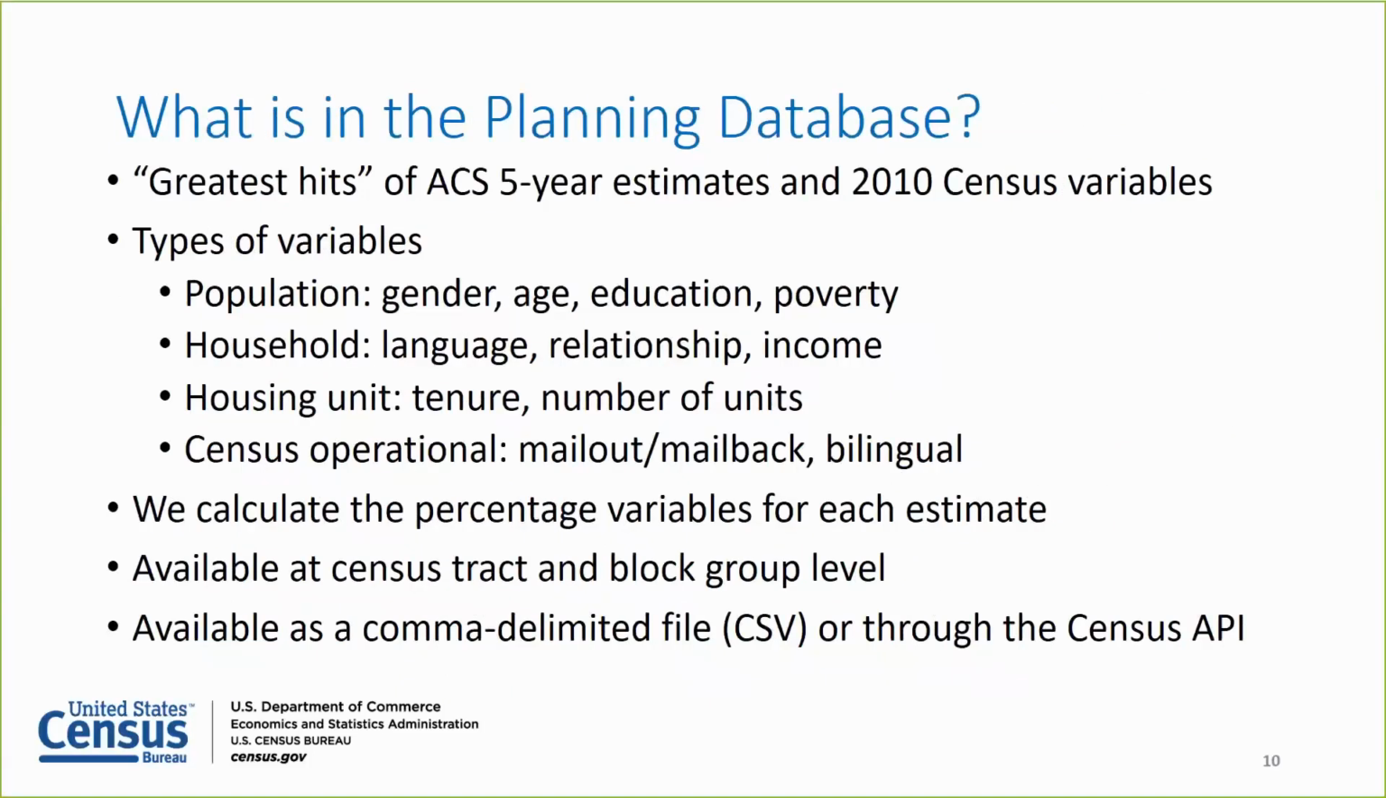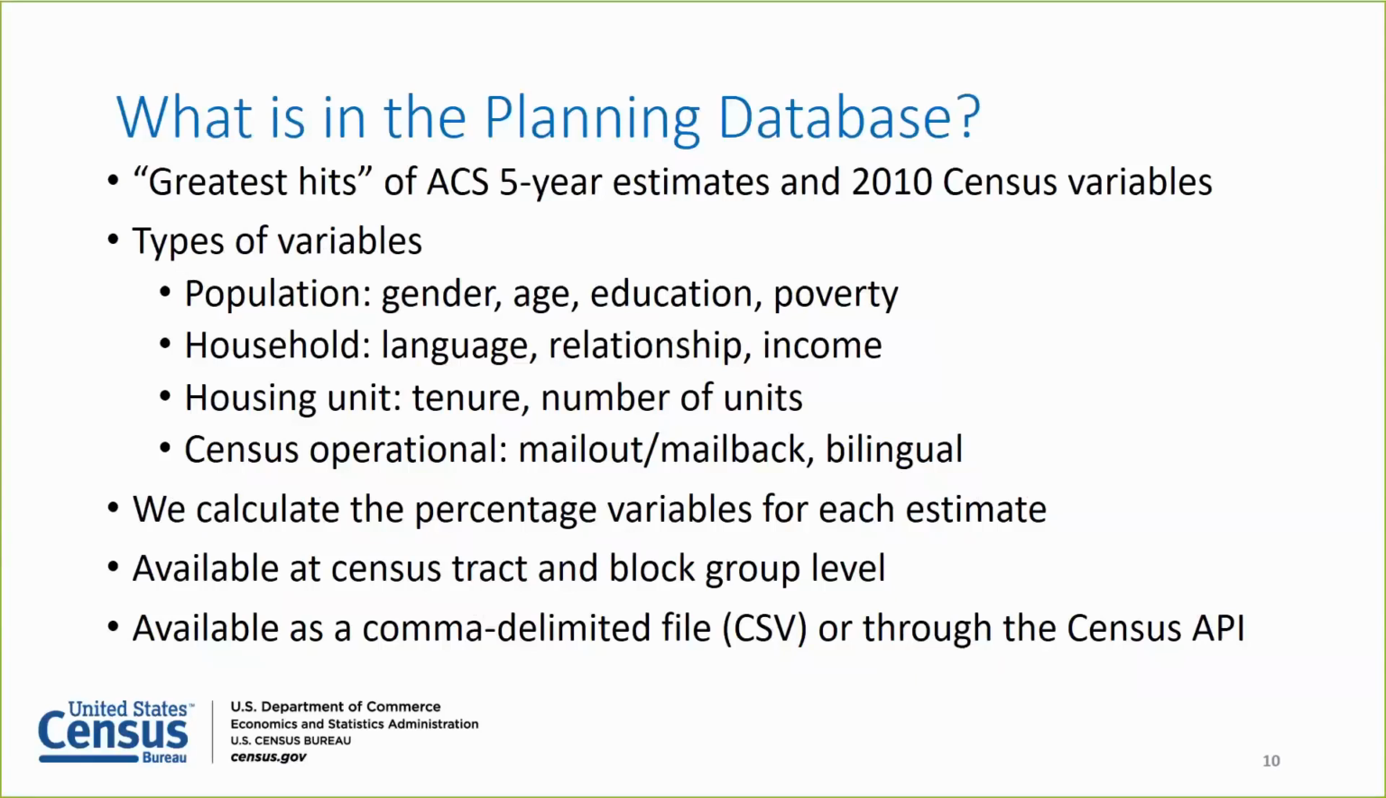So what's in the planning database? I like to call it the greatest hits of the ACS 5-year estimates and 2010 census variables. So this is your gender, age, racial information, household income, etc. It's kind of the most popular variables and the variables that we in the field use to plan for census and survey operations. So at a population person level, you have gender, age, education, poverty level, status.